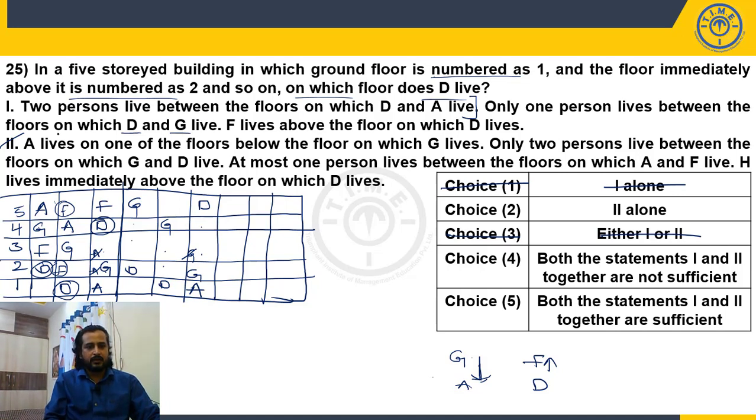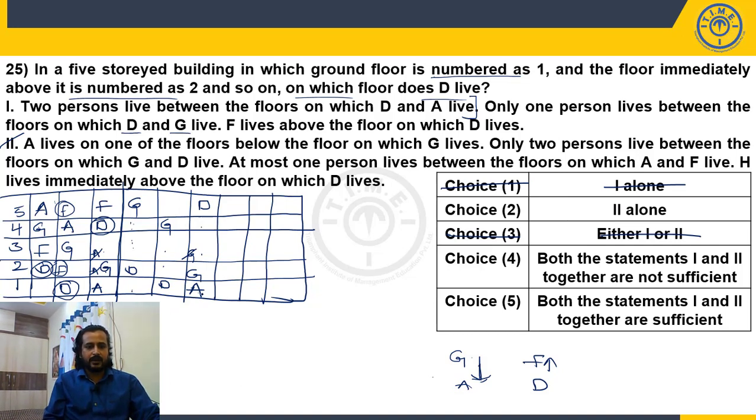Now what else do we have? A lives on one of the floors below the floor on which G lives. Yes, A can be one of these three. Next, only two persons between G and D. Yes, G and D are placed. At most one person lives between A and F. Without knowing the exact position of A, we cannot say.